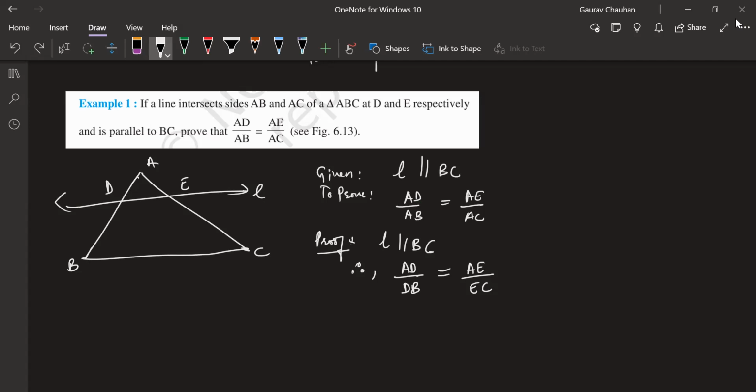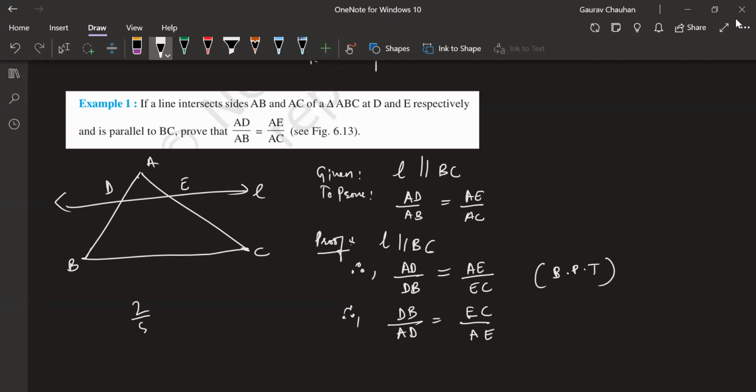So watch this. I'm going to take a reciprocal right now, on both sides. You can do that, or you can think of it as cross multiplying, then again cross multiplying. So I have dB by AD is equal to EC by AE. Everyone okay with this? The reason is the basic proportionality theorem. Everyone okay with this step from here to here?